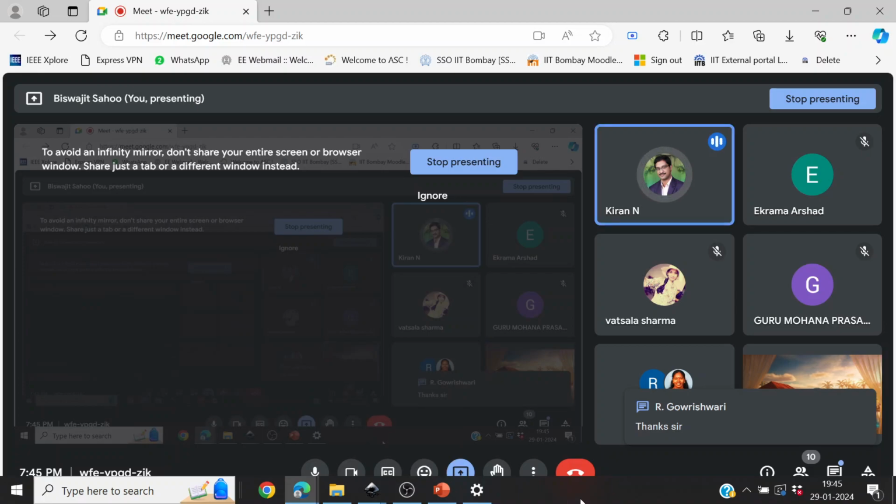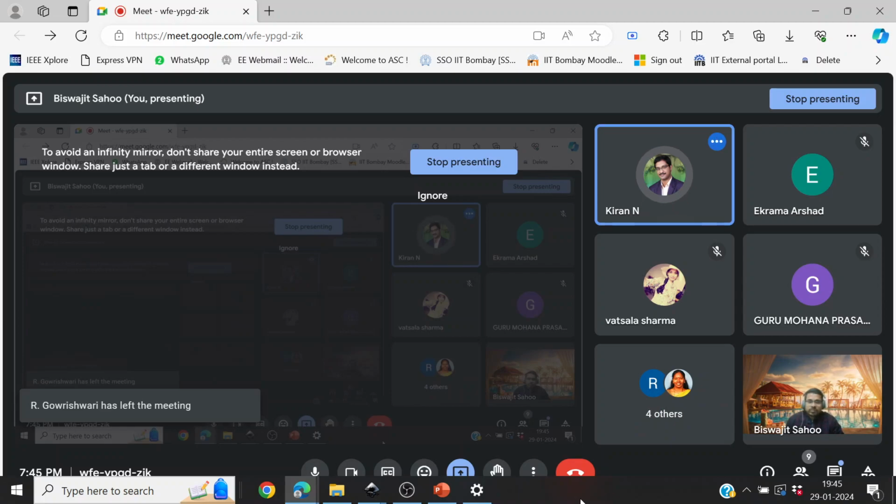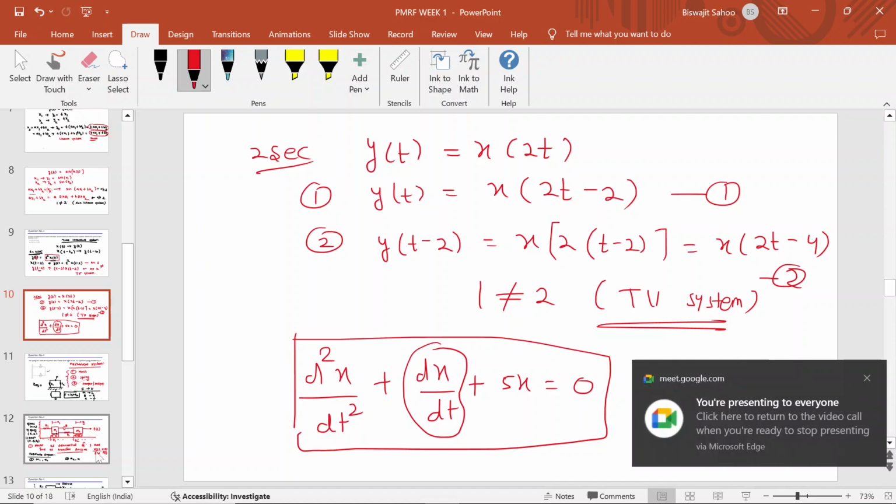Sir, one small question. While verifying whether a given system is linear or not, if instead of giving y of t equal to 2x plus c, he gives it in differential form, that is, d square y by dt square plus 5 into dy by dt, can you explain one such model, sir? Yes, sure.